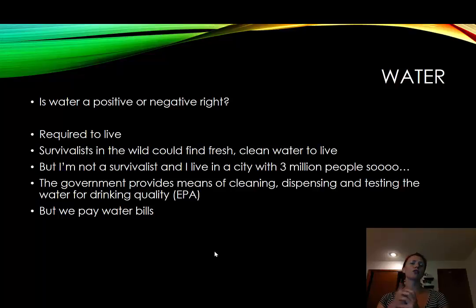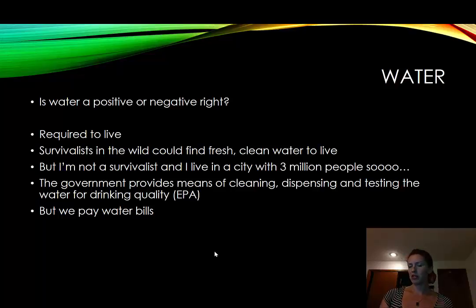Here are some of the things to question. First of all, it's necessary for survival. It's required to live. So it meets the first requirement to be considered a human right. Now, if you were a survivalist and you went out into the wild and went searching, if you were really good at this, you could probably find some fresh, clean water to live without involving any kind of government agency. You could probably find a place somewhere in the world where, if you go far enough out, you find water that you can access and live on, independent of government involvement.